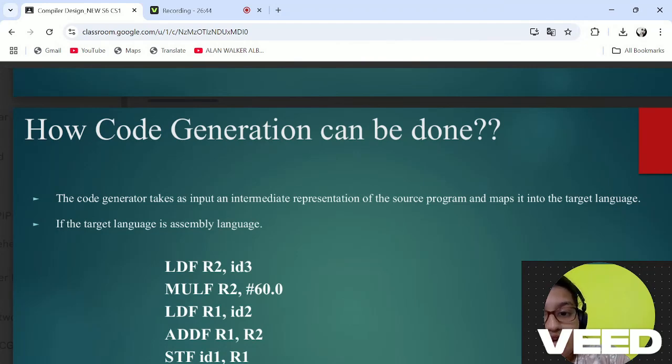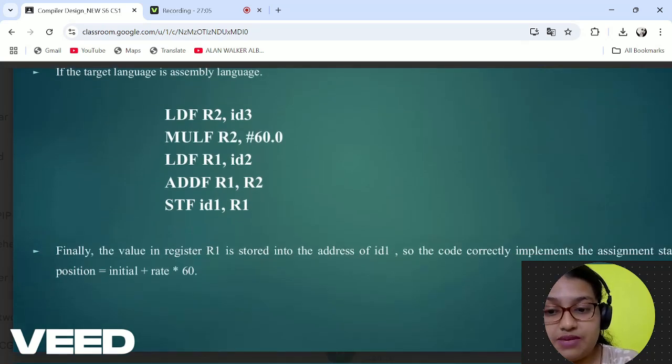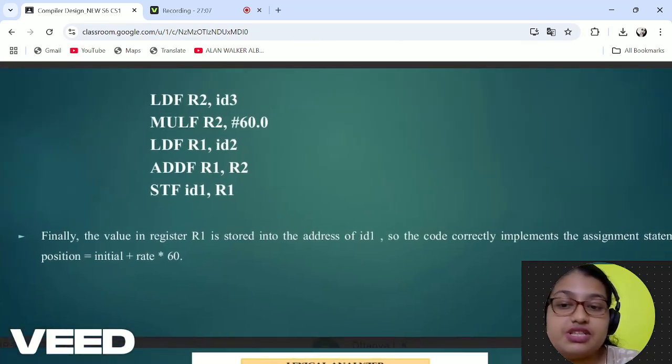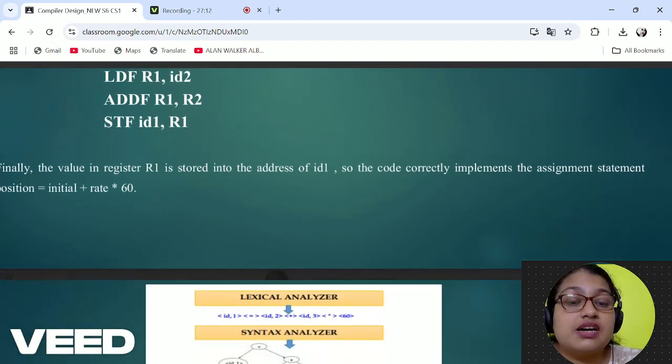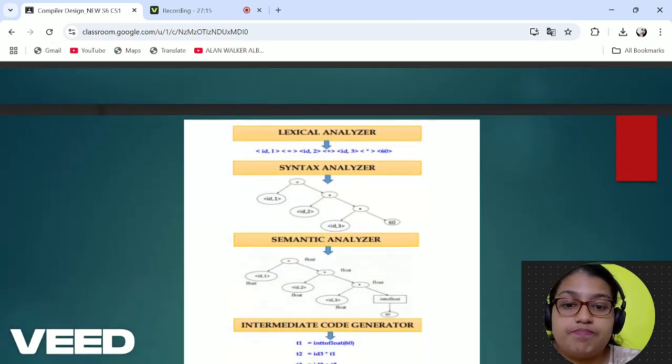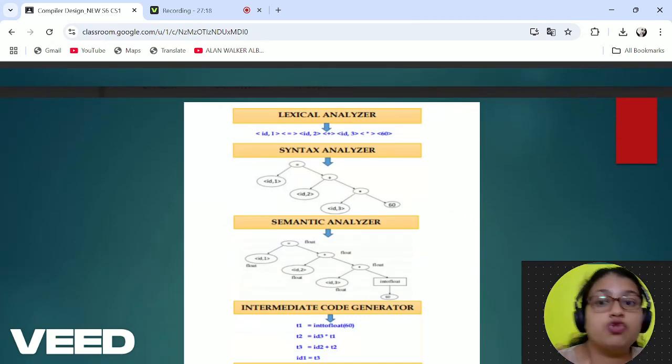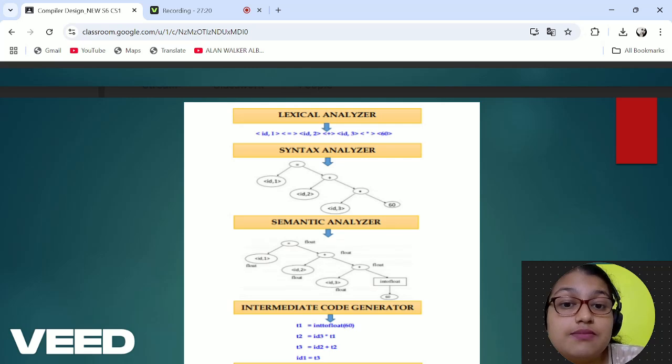And now I want to assign whatever is there in register 1 to id1. This is f: load f, mul f, all of this stands because it is in floating format. So here again I have store f. Whatever is there in r1, I'm storing it in id1. Finally the value in register r1 is stored into the address of id1, so that the code correctly implements the assignment statement. So this is for that one question, position equals initial plus rate into 60.